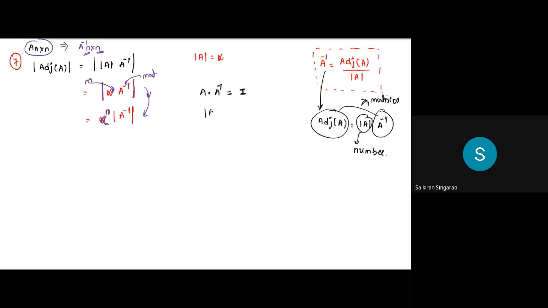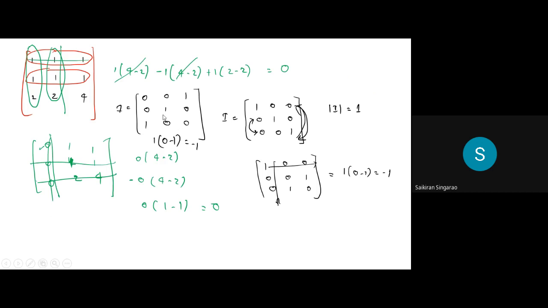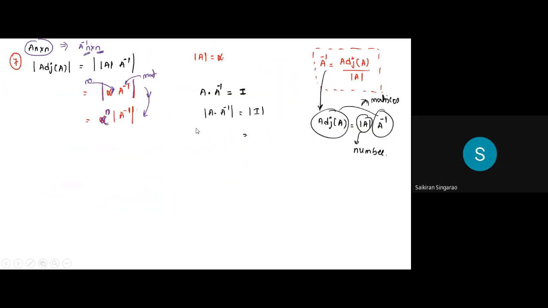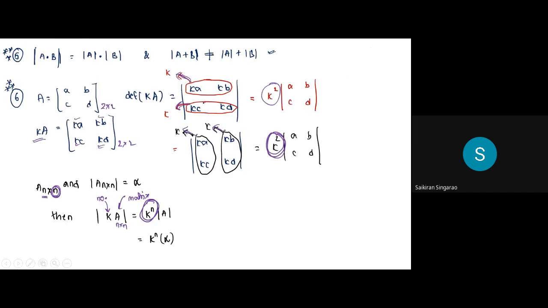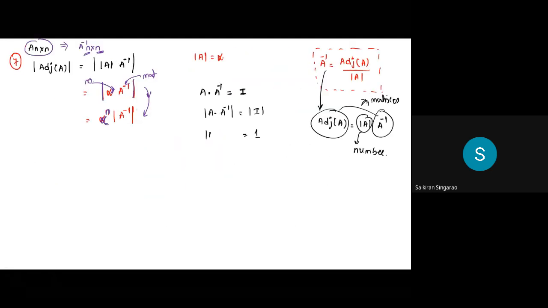Now to both sides, I will apply determinant. What is the determinant of the identity matrix? 1, right? Very good. This is 1. And what is the determinant of A into B's whole determinant? Using this fifth property, determinant of A into B is determinant of A into determinant of B. So this can be written as determinant of A into determinant of A inverse. Do you agree to this point? Yes, sir.